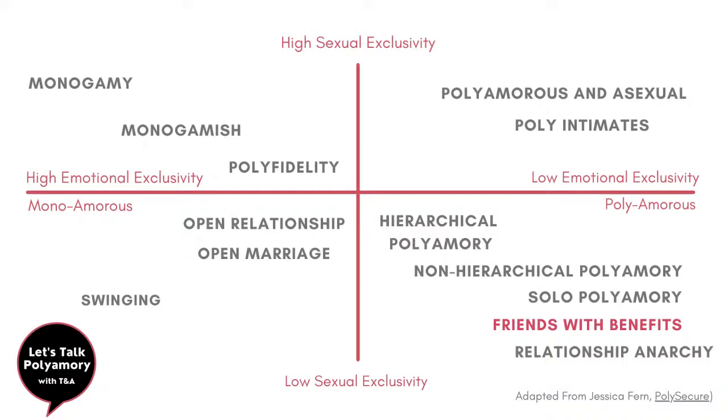The other one that fits into this category, which people may not be as familiar with, is polyfidelity. Do you know what polyfidelity is? No, why don't you tell us? Polyfidelity is a relationship that involves more than two people, but there is some sort of exclusivity around it. For example, that excludes outside partners. So you may be in a triad or a throuple, as people call it.